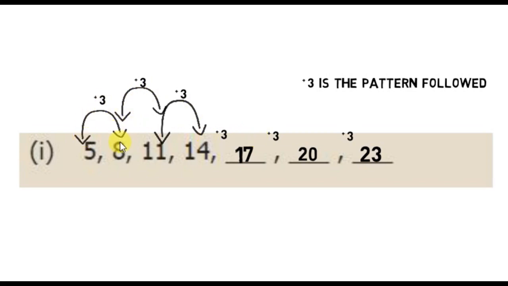So 5 plus 3 is 8. 8 plus 3 is 11. 11 plus 3 is 14. So plus 3 is the pattern followed here. So 14 plus 3 is 17. 17 plus 3 is 20. And 20 plus 3 is 23.